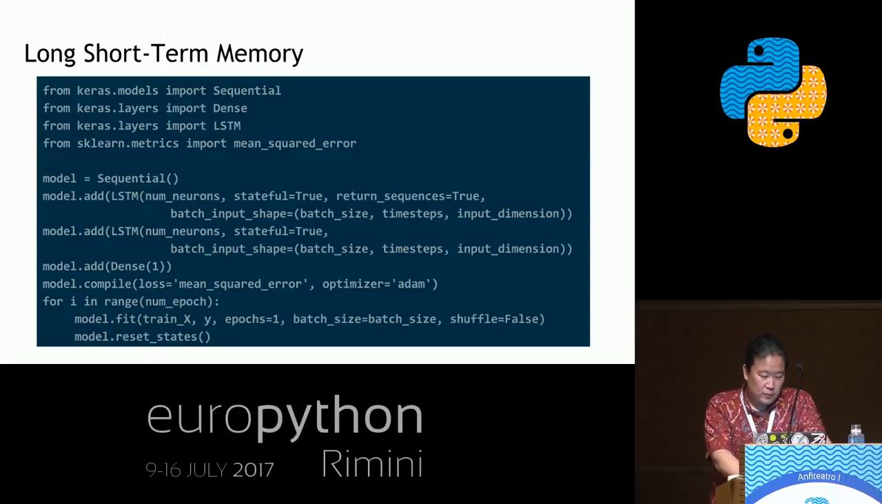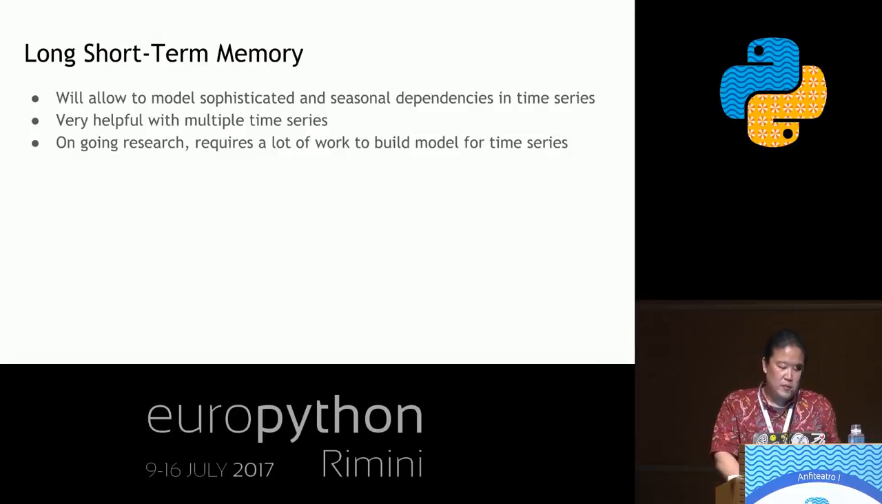So actually, it's ongoing research, and it requires a lot of work to build a model for time series, but it will allow us to model the sophisticated and seasonal dependencies in time series. As I mentioned, it's also very helpful with multiple time series. And still there are challenges. It can take a long time to run, so it could be very expensive to do a rolling forecast, because whenever a new observation comes, it has to update the model, and when it costs a lot, then we can't follow up the new observation. And it often requires more training data than other models and has a lot of input parameters to tune.